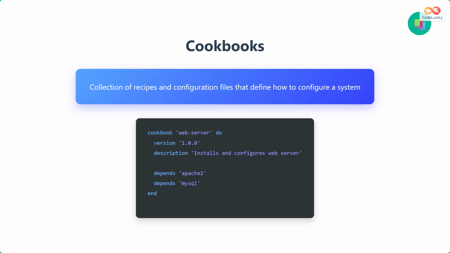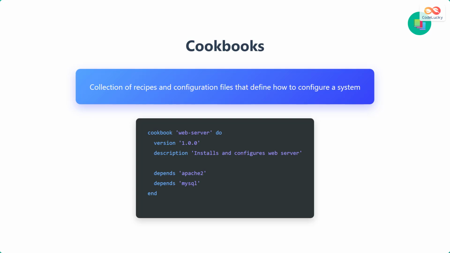Cookbooks are collections of recipes and configuration files that define how to configure a specific system or application. Think of a cookbook like a recipe book in your kitchen, but instead of cooking instructions, it contains instructions for configuring servers. Each cookbook focuses on a particular piece of software or system configuration.